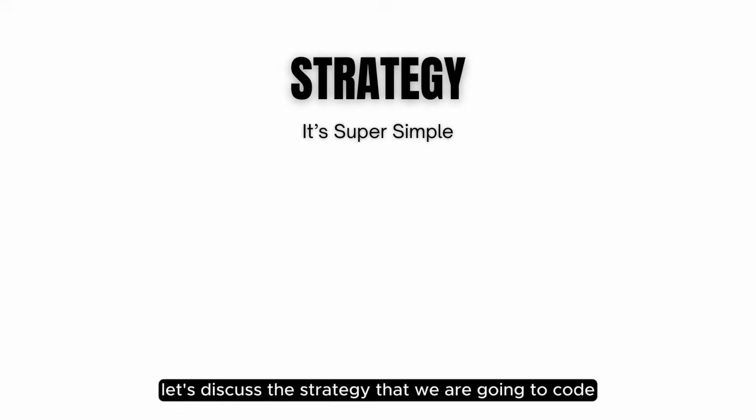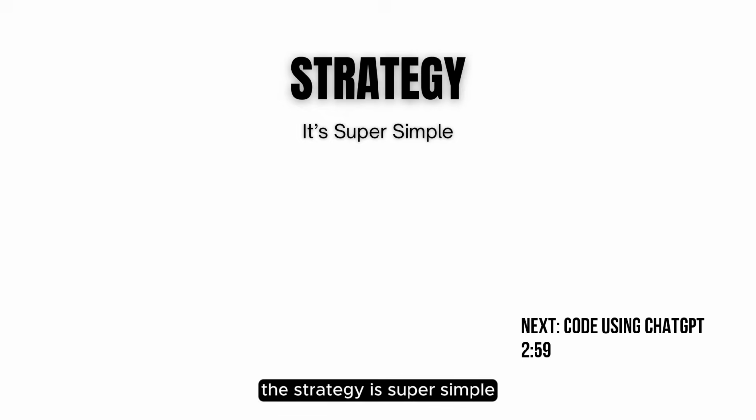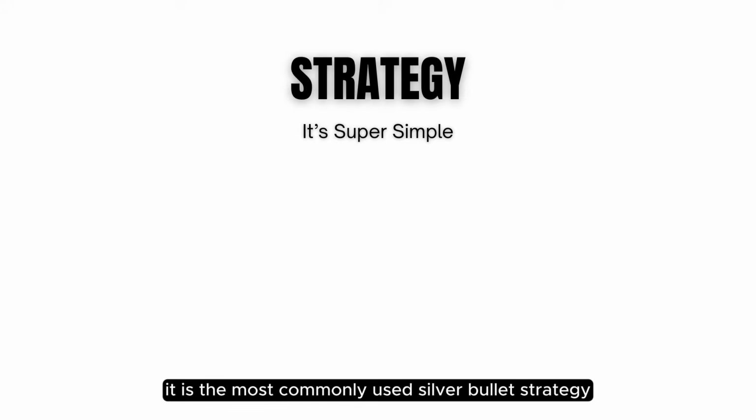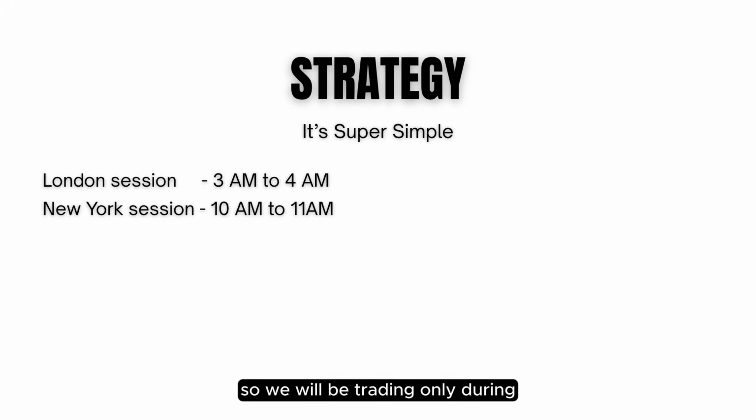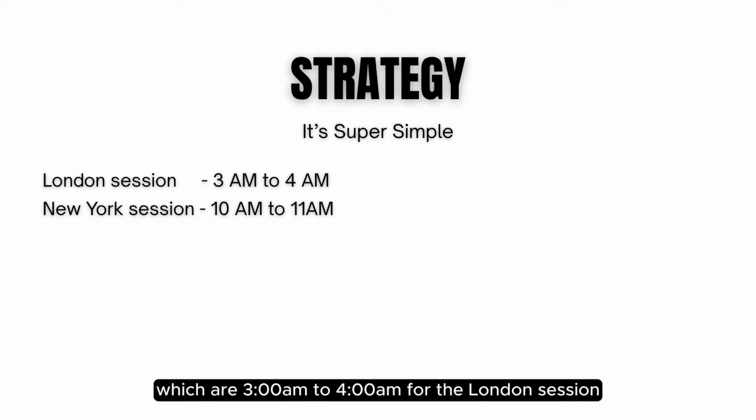So first of all, let's discuss the strategy that we are going to code. The strategy is super simple. It is the most commonly used silver bullet strategy. So we will be trading only during the silver bullet times, which are 3 a.m. to 4 a.m. for the London session and 10 a.m. to 11 a.m. for the New York session.